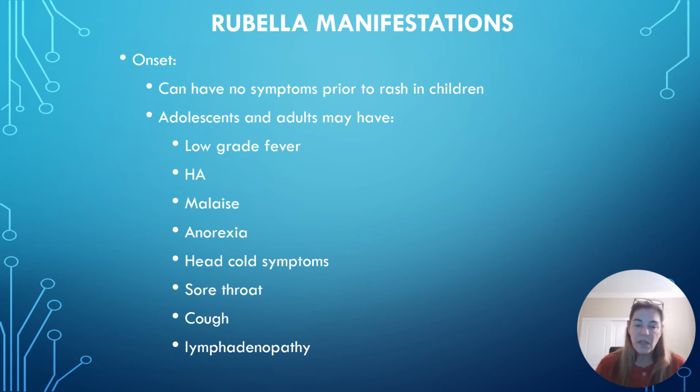Adolescents and adults usually present with low-grade fevers, headache, lethargy, malaise, anorexia, head cold symptoms, a sore throat, cough, and again, swollen lymph nodes. Pretty common, non-specific symptoms that we see in a lot of different diseases. So it's very important to monitor the patients when they start complaining about these symptoms.